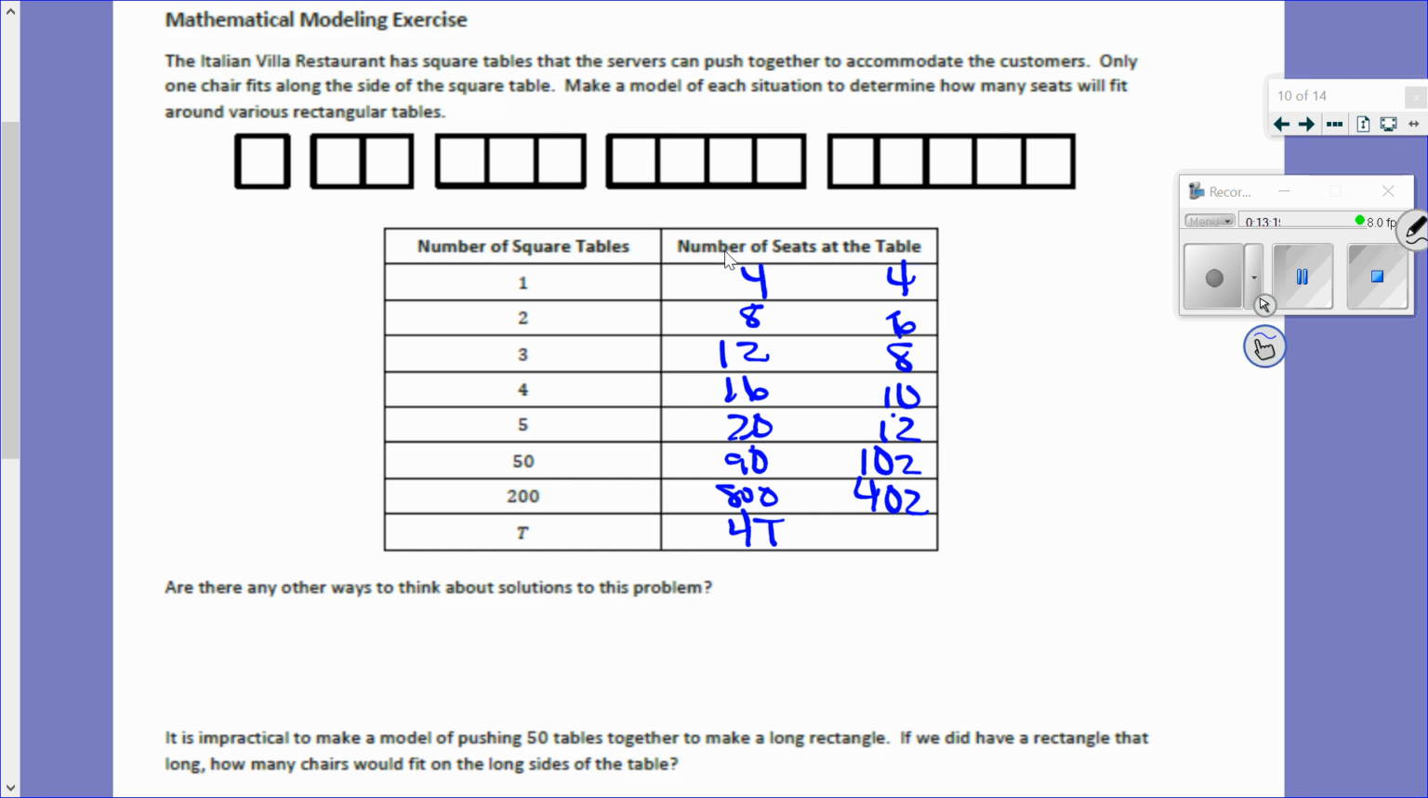Wait, no. Okay, so let's just take a step back. Let's take a look at our picture, guys, because the picture was designed to help you, believe it or not, Joaquin. So what we did is we said, okay, I can put a chair on each side of the table. So our first one, we had 4 chairs.